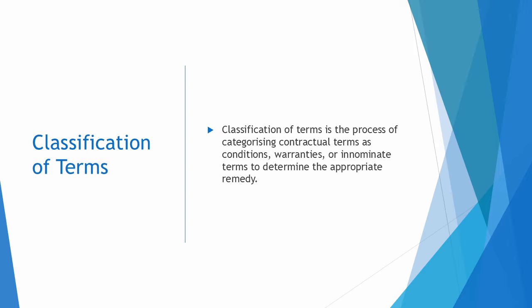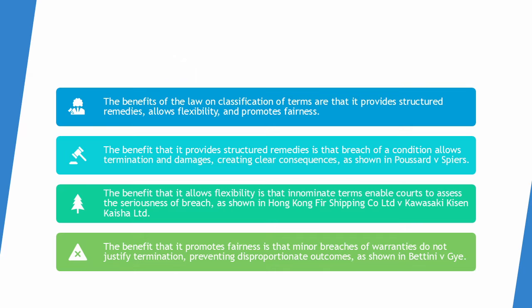Classification of terms is the process of categorizing contractual terms as conditions, warranties, or innominate terms to determine the appropriate remedy. The benefits of the law on classification of terms are that it provides structured remedies, allows flexibility, and promotes fairness. The benefit that it provides structured remedies is that breach of a condition allows termination and damages, creating clear consequences, as shown in Poussard v Spiers.